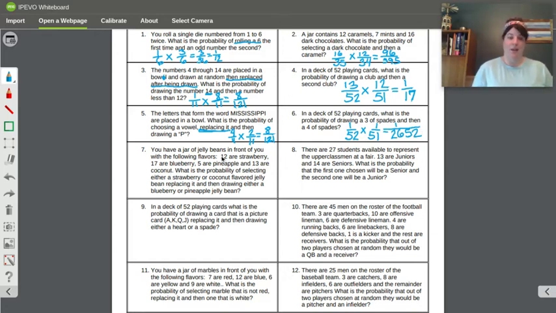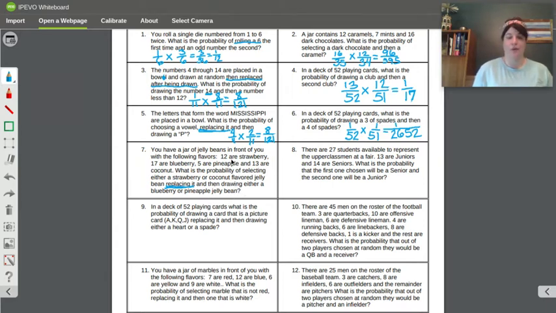Okay. All right, number 7, you have a jar of jelly beans in front of you with the following flavors. 12 are strawberry, 17 are blueberry, 5 are pineapple, and 13 are coconut. What's the probability of selecting either a strawberry or coconut flavored jelly bean, replacing it, okay, once again, replacing it, and then drawing either a blueberry or pineapple jelly bean.